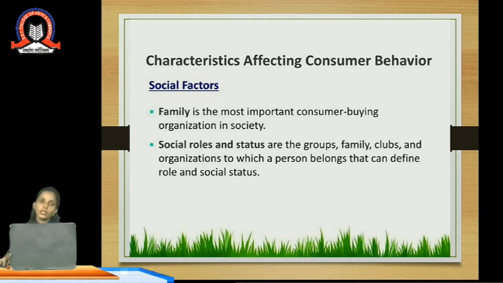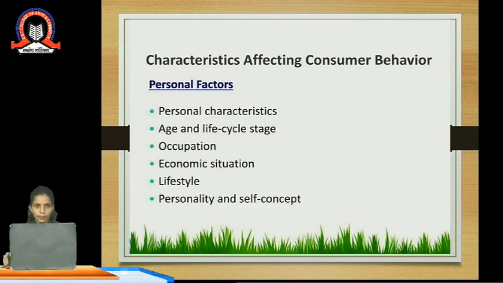Next come these social factors. In the social factors, the first one is family. Family is the most important consumer buying organization in a society. Sometimes the social roles and status of the group also affect the buying behavior of the consumer, such as families, clubs and organizations to which a person belongs, which can define the role and social status of the person.